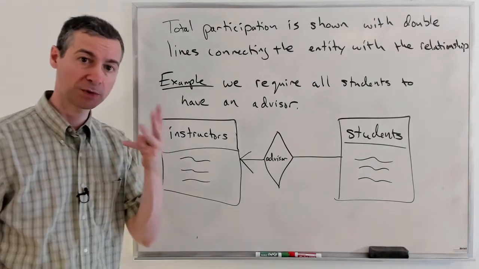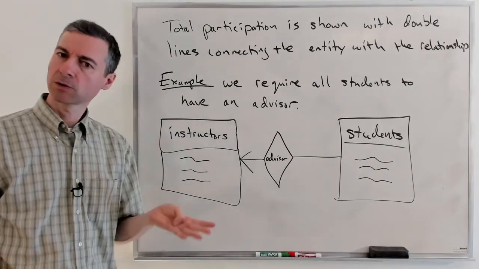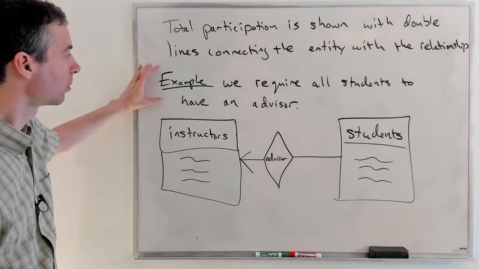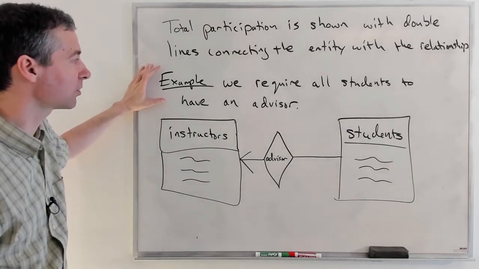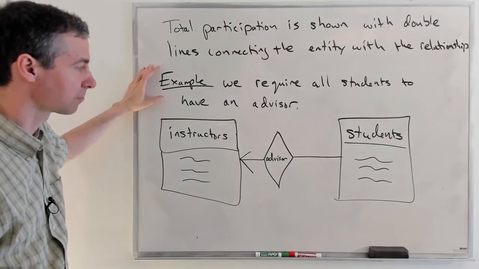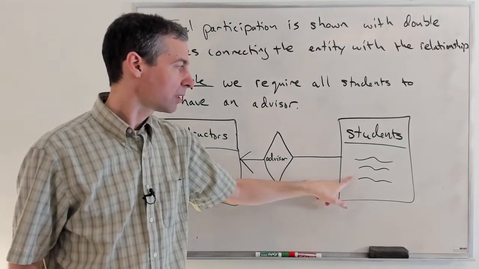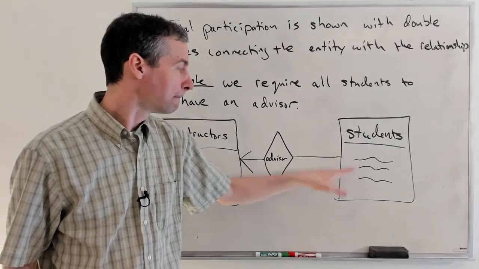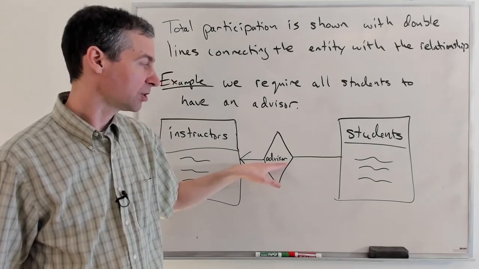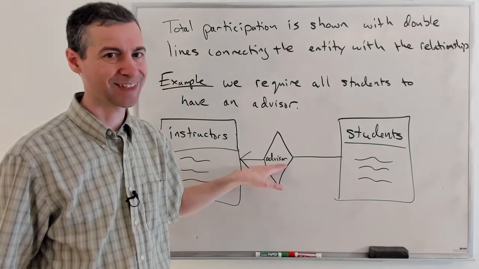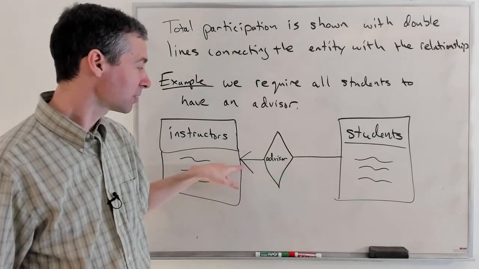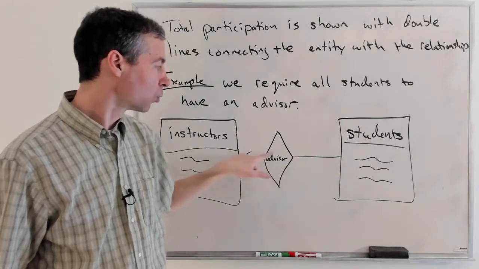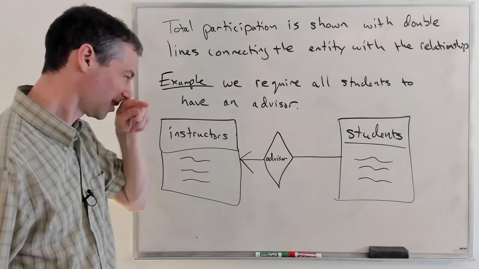Now, those are our first three steps. Fourth step, do we have total or partial participation of an entity in the relationship? So we're going to have the requirement that all students have an advisor. So students, every single row of the student's entity set, must be involved in this relationship. So I will always be matched with at least one. And because of this arrow, I'll be matched with at most one. So every student will have one advisor who is an instructor.